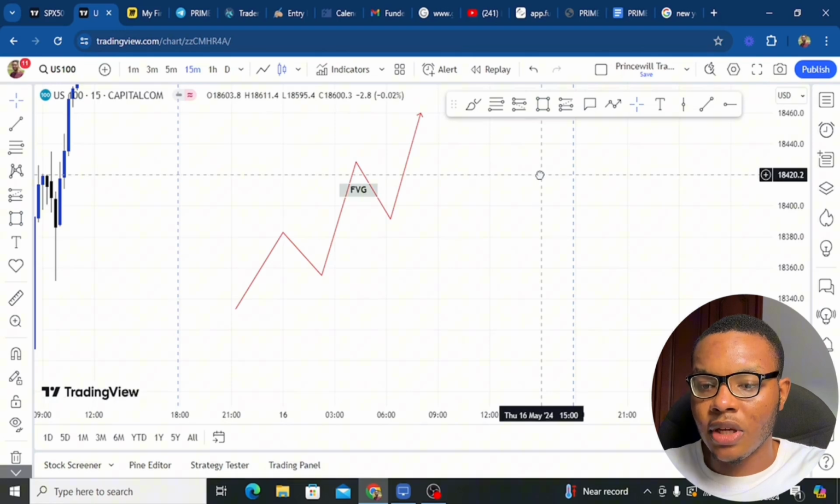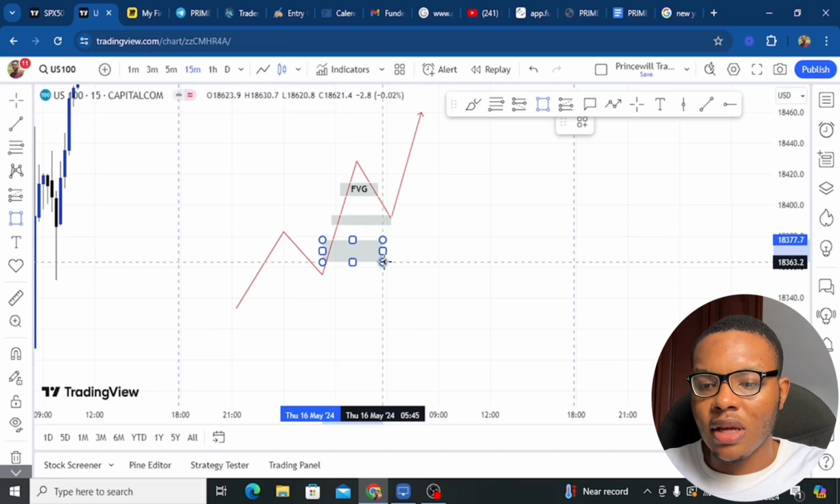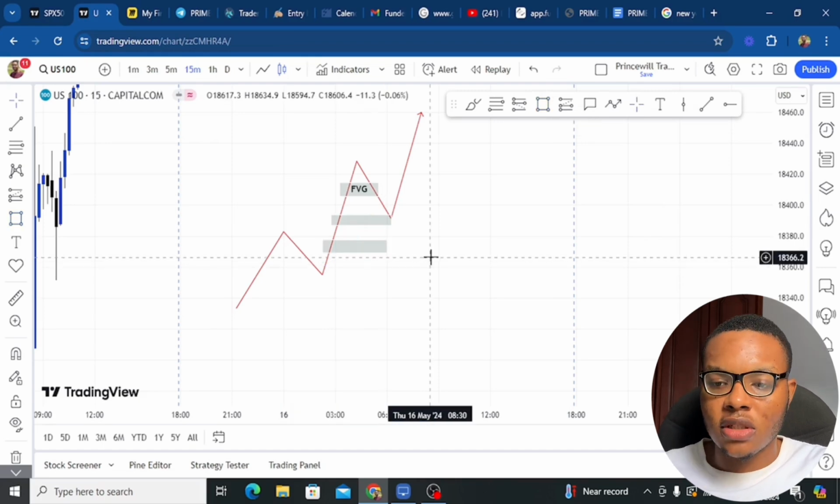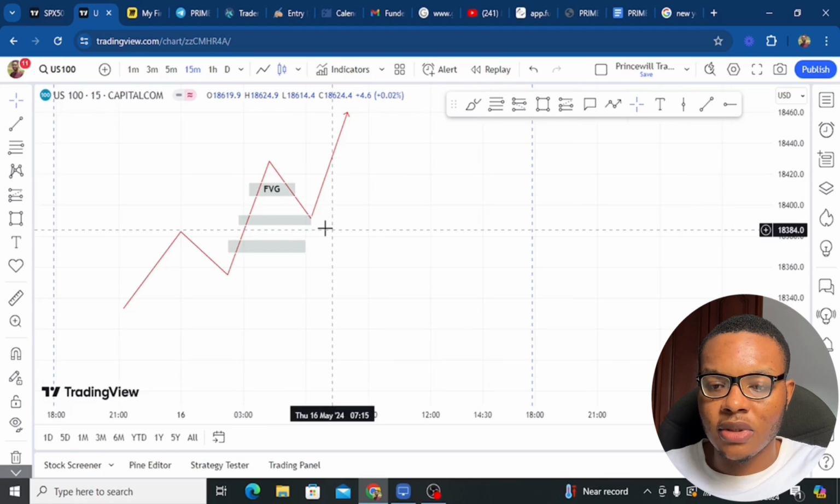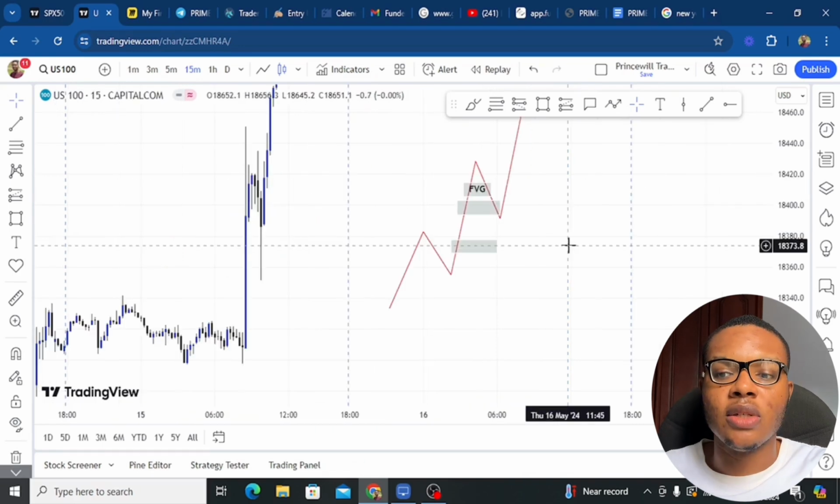Okay, you could have a fair value gap here, you could have a fair value gap here, you could have a fair value gap here too, and as many places as possible. So how do you now know which? Just like if we had fair value gaps like this, a fair value gap here, and this one here, and multiple other ones, which one actually would move price?